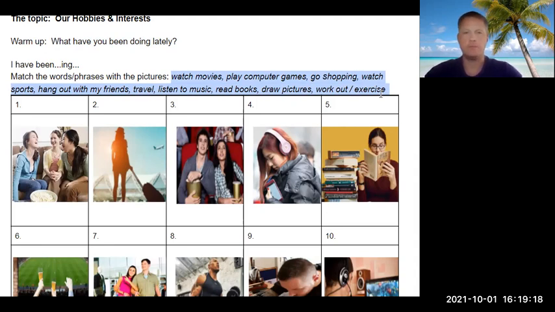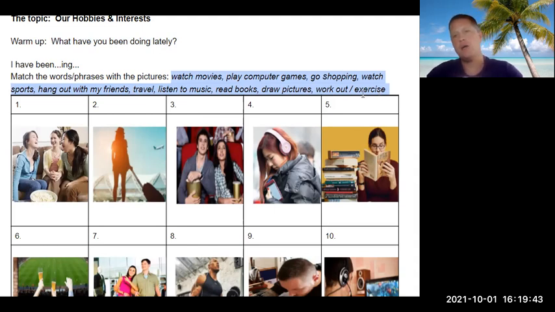Travel. Listen to music. Read books. Draw pictures. Work out. Exercise.